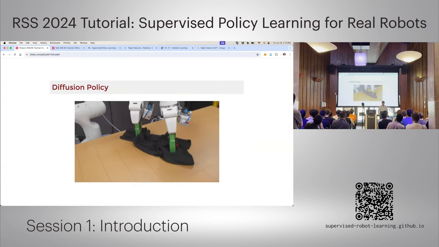Oftentimes we'll do an initial data collect with 100 demonstrations. If a non-expert came in to do the demonstrations, we just say, if you fail, keep going, don't stop. That's the best data, right? We want your failure data. We want to see how you recover from the failures.